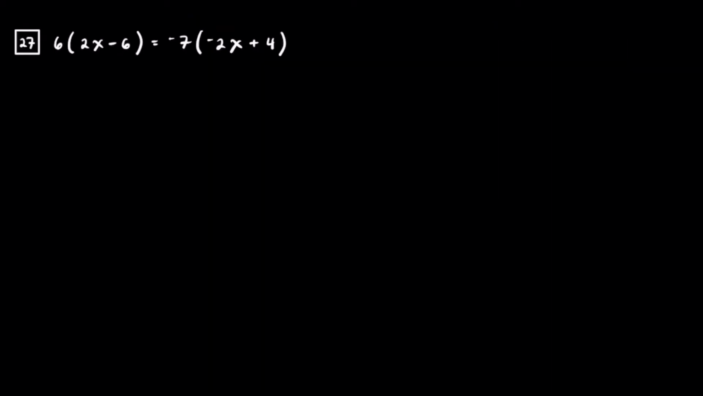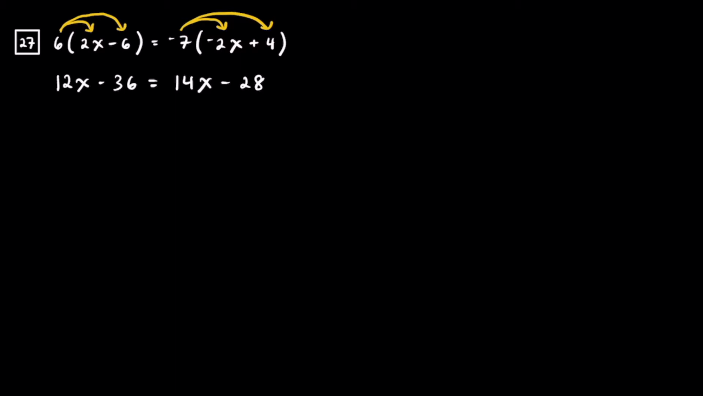For 27, we have 6 times the quantity of 2x minus 6 is equal to negative 7 times the quantity of negative 2x plus 4. So the first thing we're going to do is distribute, so 6 times 2x, that's going to equal 12x. And then this 6 times negative 6 here is going to equal negative 36, so go ahead and write that. And then on the right side, we have this negative 7 times negative 2x, that's going to equal positive 14x. And distributing this negative 7 to this positive 4, that's going to equal negative 28.